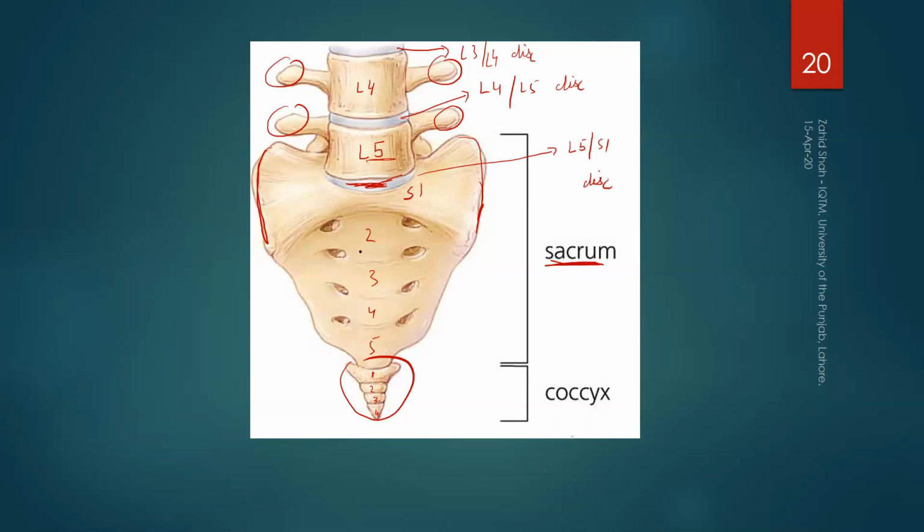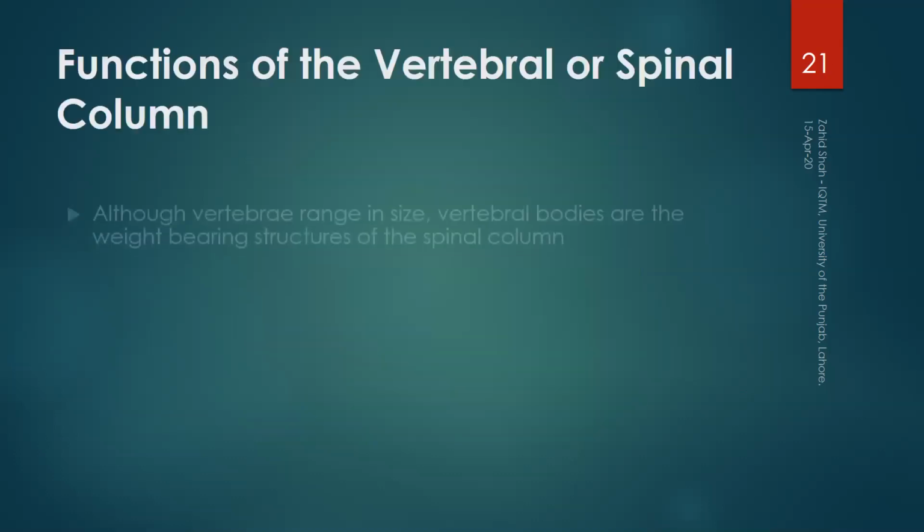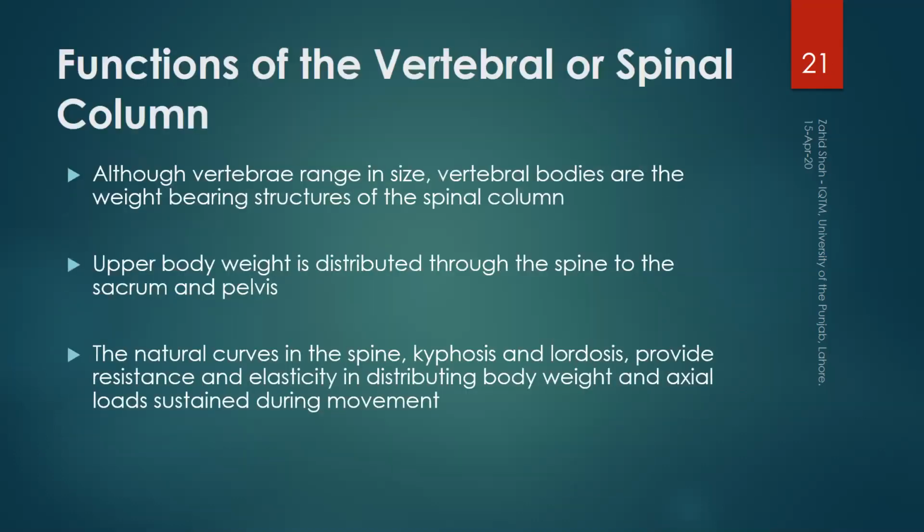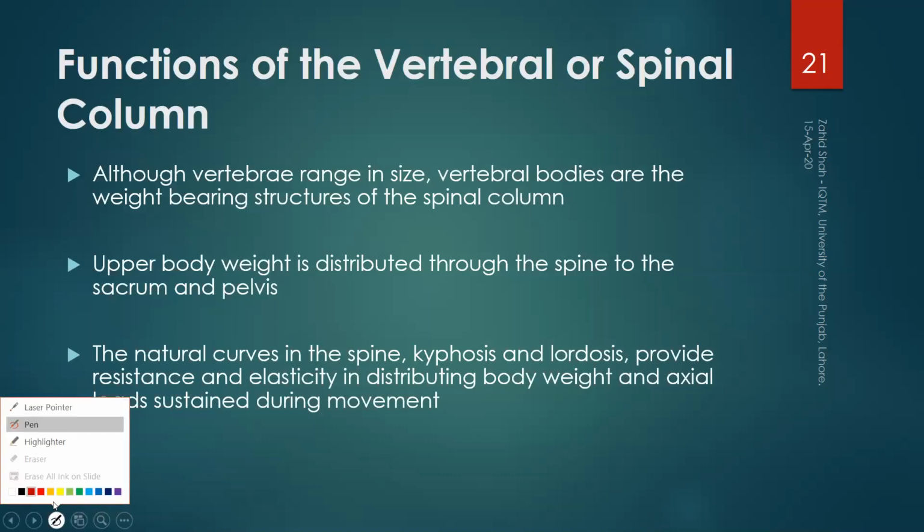Actually, we can't see any further disc, as there was no disc between atlas and axis, so there is no disc between sacral vertebra and coccygeal vertebra as well. But we do have intervertebral disc between vertebrae of thoracic part as well as cervical and lumbar, except for atlas and axis. So we have seen the structure of the backbone, and finally the functions of the vertebral column.